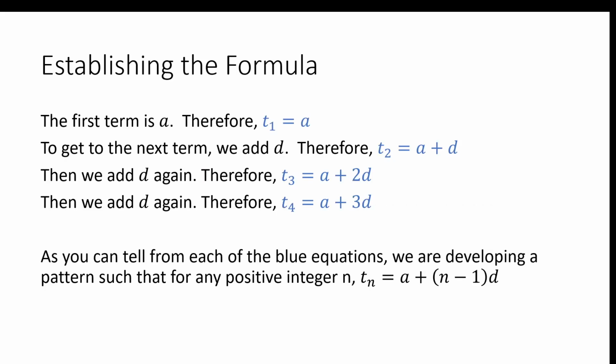Now, let's establish that formula. It's actually not too tough to establish. The first term is A, so we can say T subscript 1 equals A. To get to the next term, we add D, so T subscript 2 is A plus D. Then if we add D again, we get the third term, so T subscript 3 is A plus 2D. Then to get to the next term, we would add D again, so T subscript 4 would be A plus 3D. And as you can see, from each of those equations, we're developing a pattern such that for any positive integer n, T subscript n would be A plus the quantity n minus 1 times D.